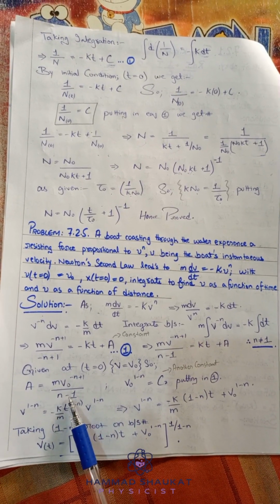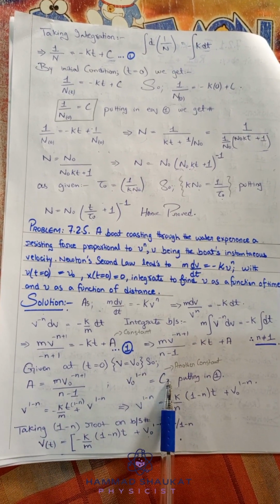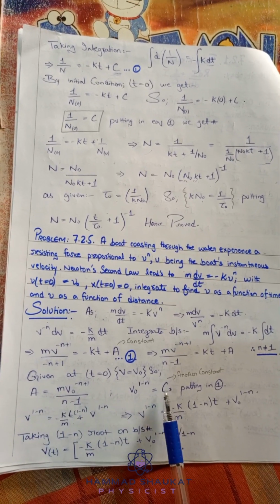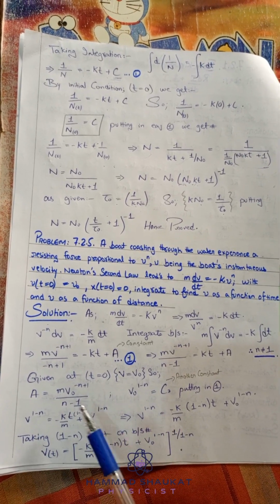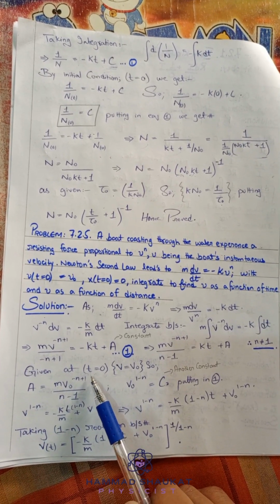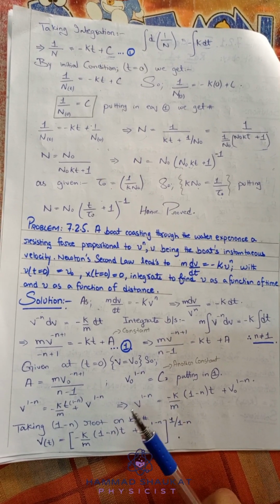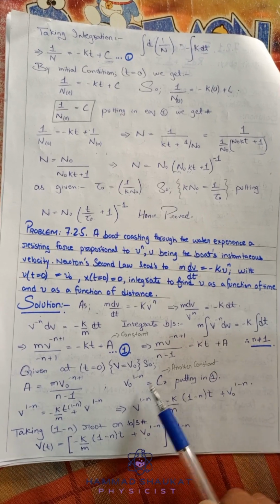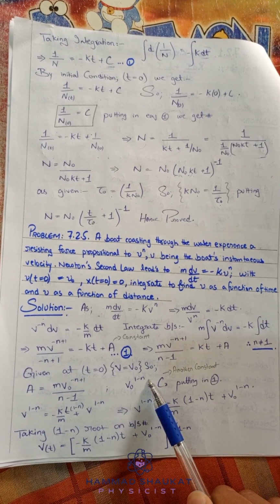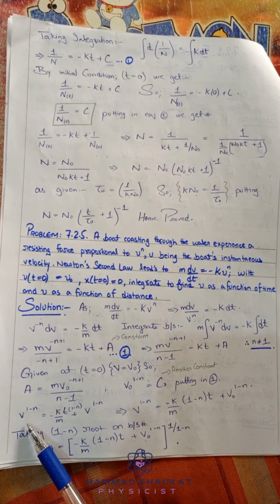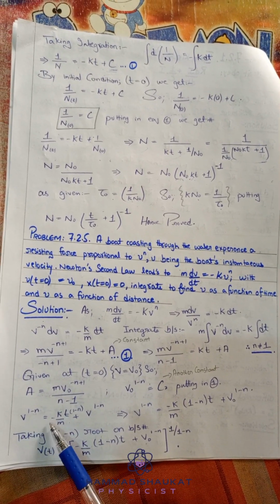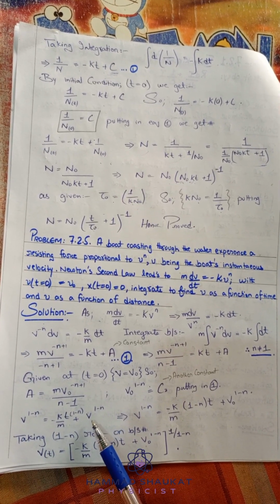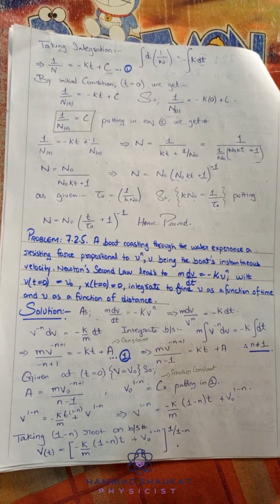Minus n minus 1 multiplied by a constant, you can say c, and m divided by the constant also becomes a constant. So the actual constant equals v0^(-n+1). Okay, so you have to replace it in your main equation. Here the constant is replaced by v0^(1-n). So v^(1-n) = -k/m t (1-n) + v0^(1-n). C is replaced by this.